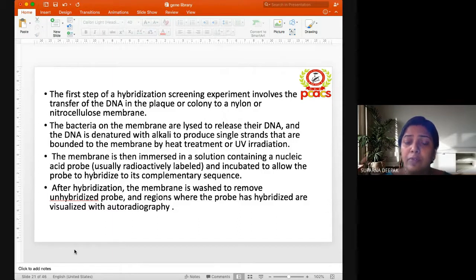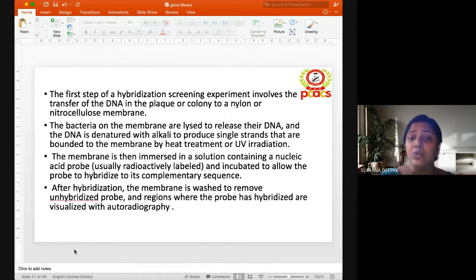Your bacteria or recombinant host cells are going to be lysed, so that the DNA will be released, and this DNA is transferred onto the membrane. After that, the DNA on the membrane has to be denatured using alkali treatment.